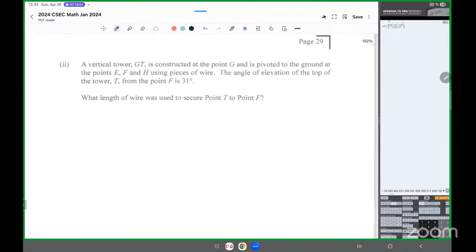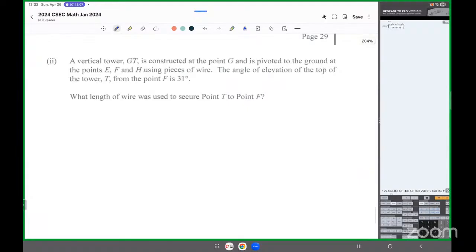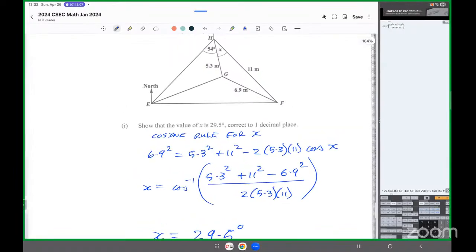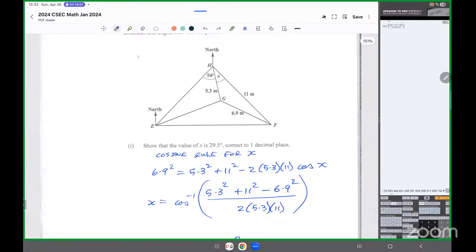Let's go. It said a vertical tower GT is constructed at the point G and it's pivoted onto the ground. So remember now, you're in the sky looking down at this thing, and they put a vertical pole right here, so at G. So this is coming up into the sky towards you. So you have to imagine and visualize this now. A vertical thing is standing here. So if you're standing on the ground, it's like you have a vertical thing standing at G.